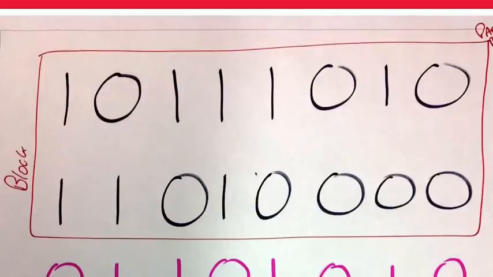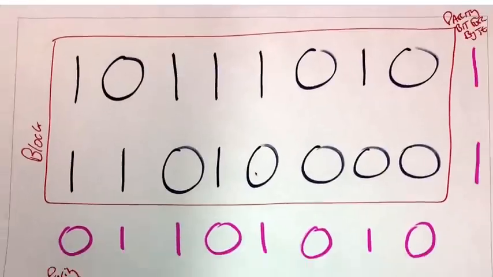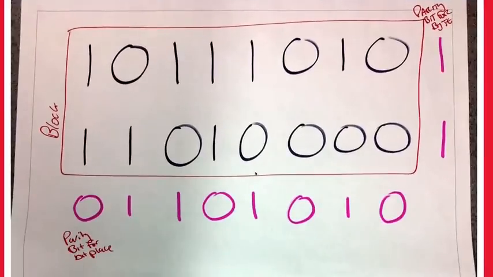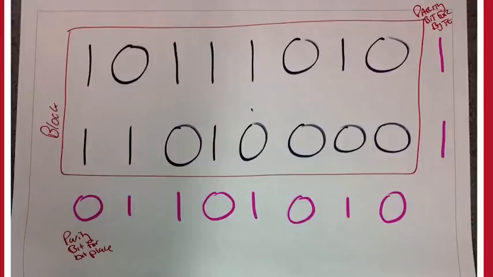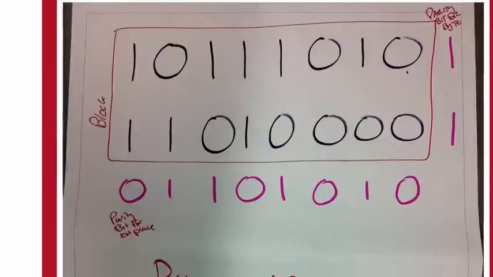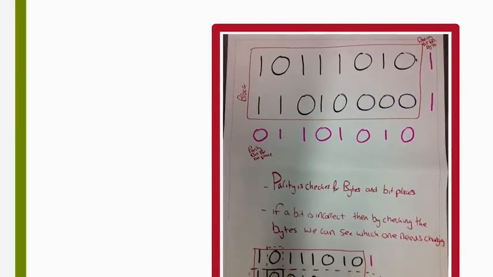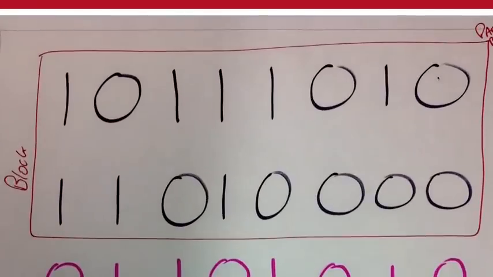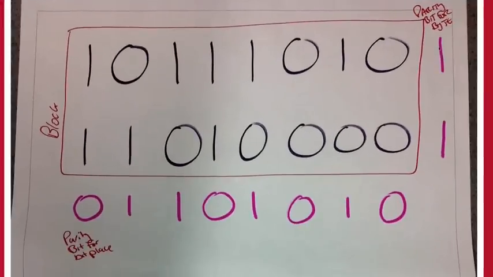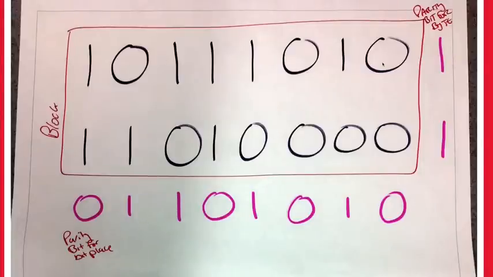But we've got this. We can add parity bits to this again, but this time we're a bit clever about it. We produce a matrix, and what we do is add a parity bit for each byte. So we've got 1 byte here and 1 byte here, and they both get parity bits. But we also add a parity bit for each bit place. So here's 1 bit place, here's 2 bit place, and so on.